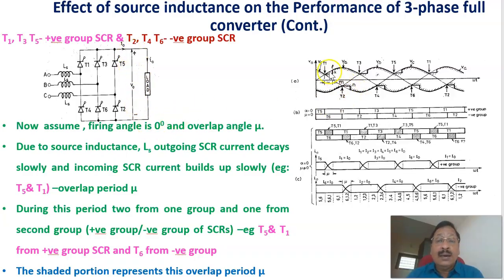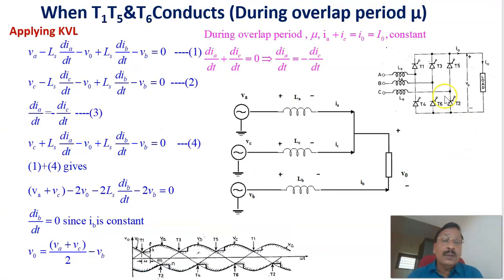In this case, we have to derive the voltage when two phases are conducting from one group. Then we will derive the equation for the reduction in voltage. Because two phases are conducting, this triangle of voltage is reduced. How much the voltage is reduced because of the inductance at the source side, we will derive in the next presentation. Now, when T1 is fired, T5, which was already conducting, has not yet turned off. Therefore, T5 is the outgoing SCR and T1 is the incoming SCR.